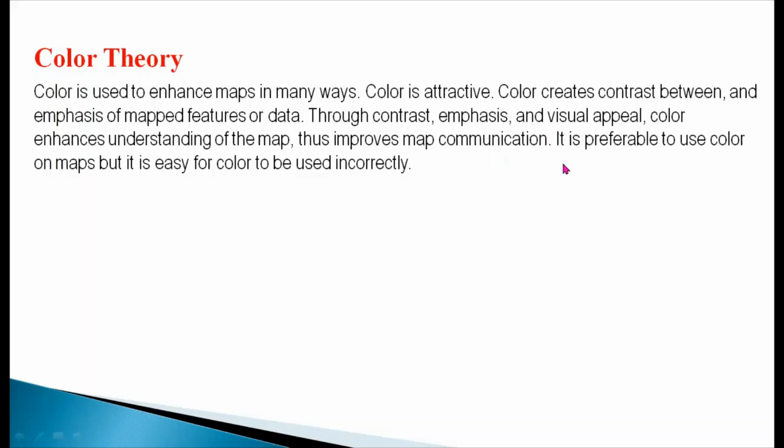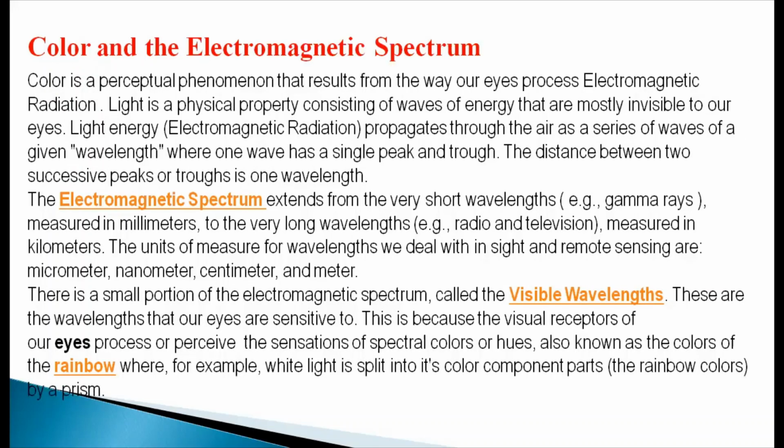So here, it is preferable to use color on a map, but it's easy for color to be used incorrectly. There is a chance that you use the color incorrectly. You may swap the colors, so instead of natural color, you may use false colors. I will give you a lecture on this later. I'm not going into detail about color and the electromagnetic spectrum, because then the video will be extended. So I will make a separate lecture on this.